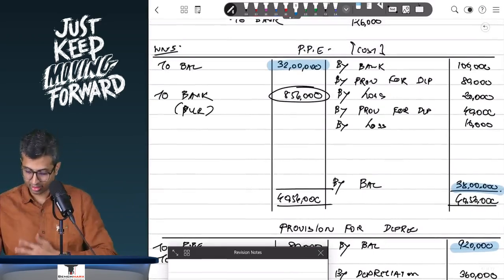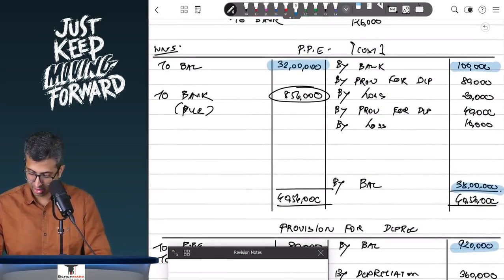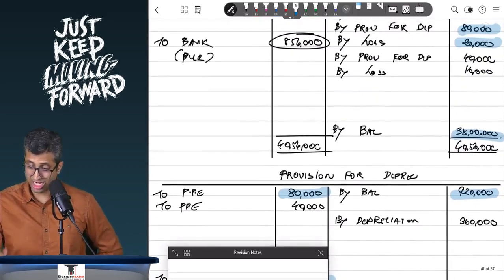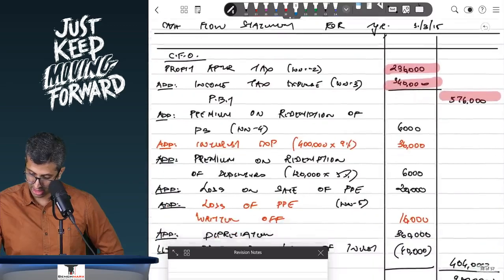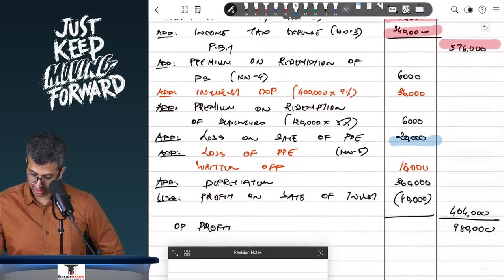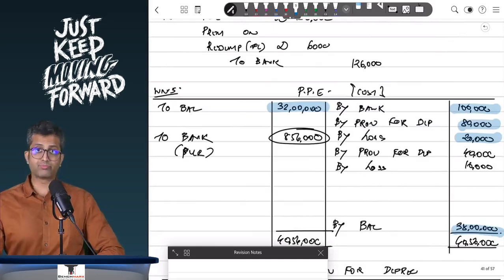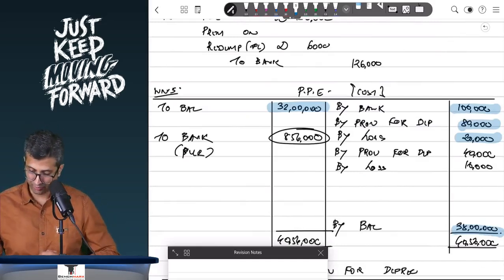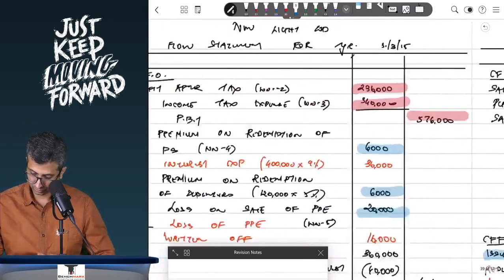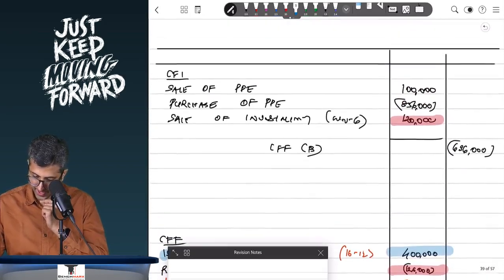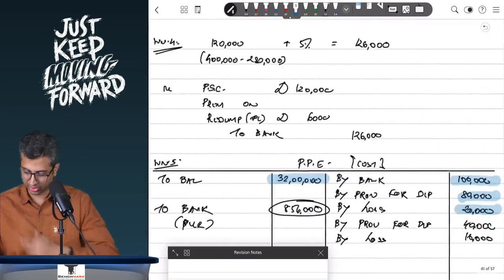Sale happens where you sold for 1 lakh. Provision for depreciation was 80,000. Loss is 20,000. And 80 will come over here. 20 will go in your cash flow from operations. You will say minus or plus this loss on sale of PP, these 6,000 and 6,000 we have already taken. In cash flow, whatever you are selling, I think 80,000 will go to cash flow from investing. The 80,000 over here will go in your cash flow from investing, and the 1 lakh that you are selling is going on cash flow from investing.